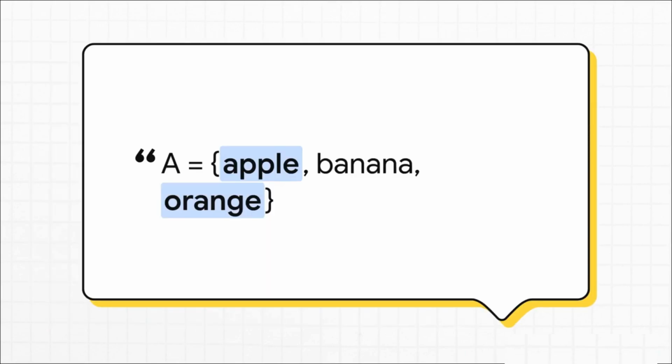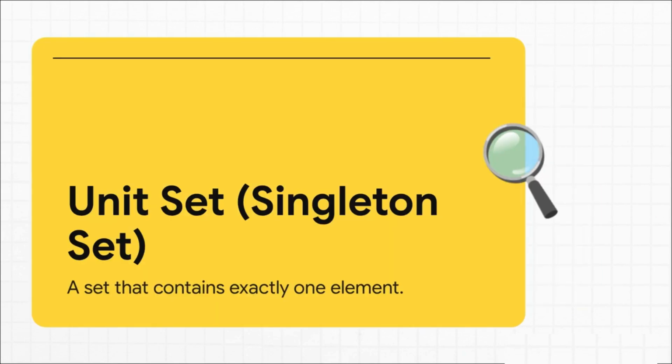Let's make this real. Picture a fruit basket. If our set, let's call it A, is apple, banana, orange, it's well-defined because we know a pencil doesn't belong in there, right? And it's distinct because we have one apple, one banana, and one orange. See? Simple. Now let's get into some special types of sets.